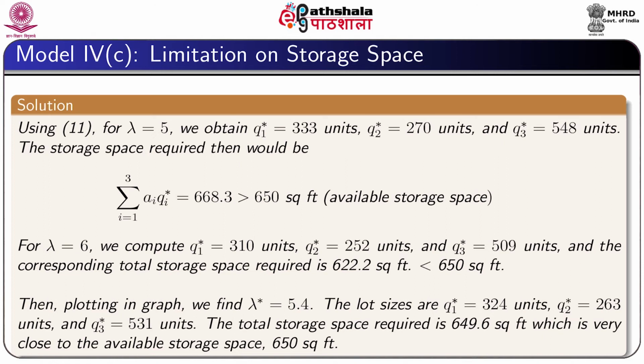Then plotting these results in the graph, we find the most suitable value of lambda as 5.4. The lot sizes then are Q1 star equal to 324 units, Q2 star equal to 263 units and Q3 star equal to 511 units. The total storage space required is 649.6 square feet, which is very close to the available storage space of 650 square feet.